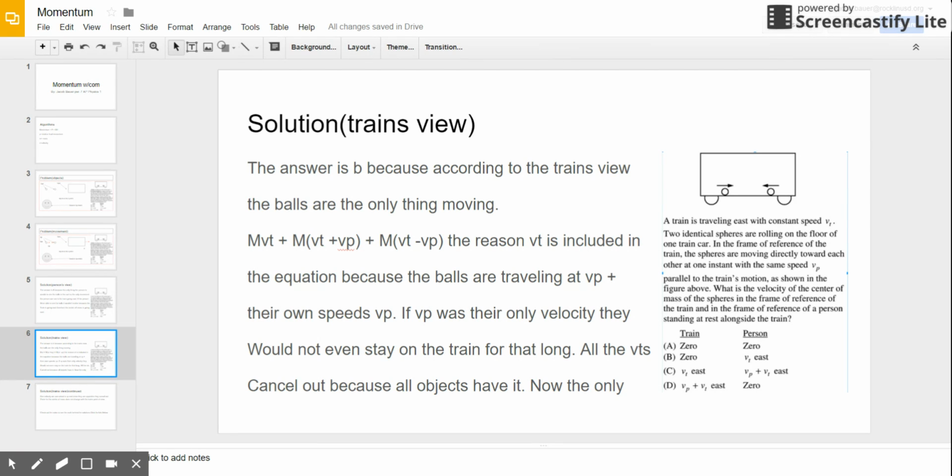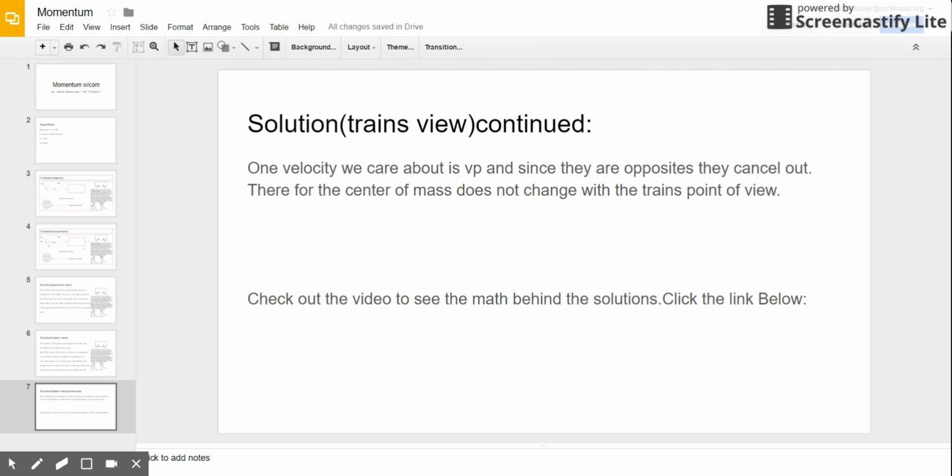The reason I put a plus here and a minus here is this indicates the direction of the two balls. Basically, mathematically, since the Vps are opposite, they cancel out, and therefore the only thing left is the Vt. And that is why it is the only thing that matters.